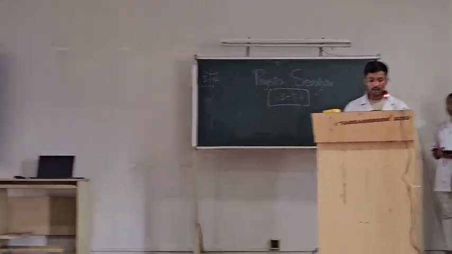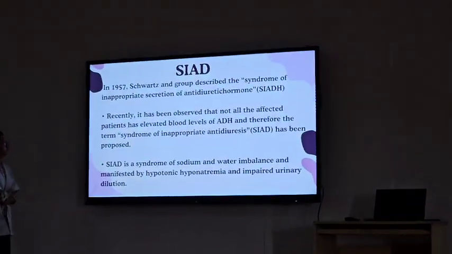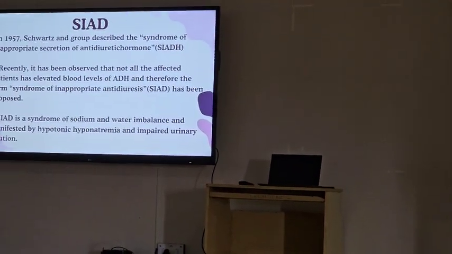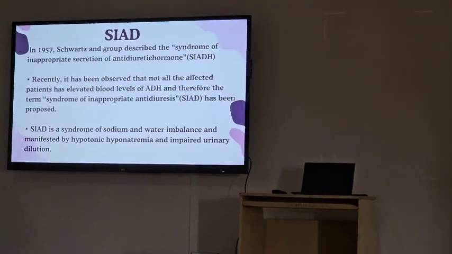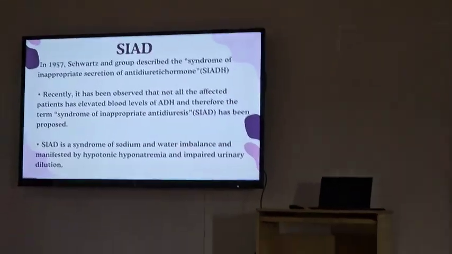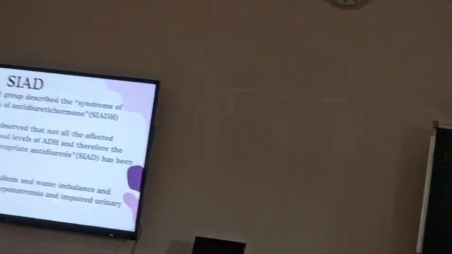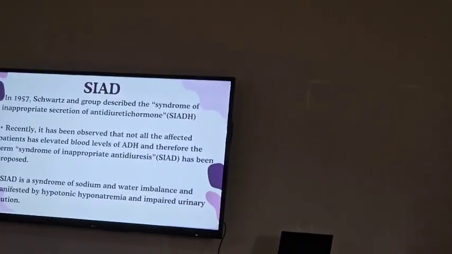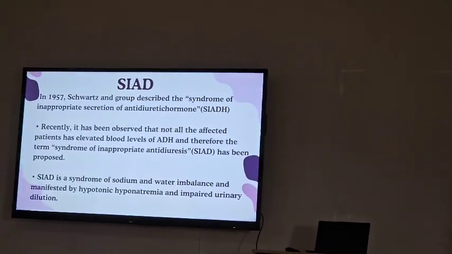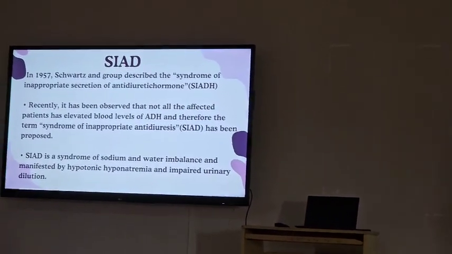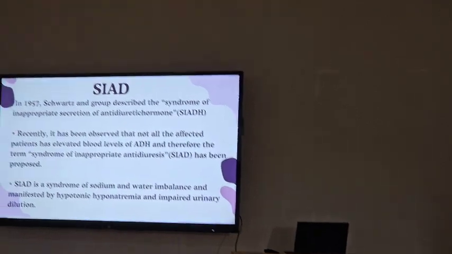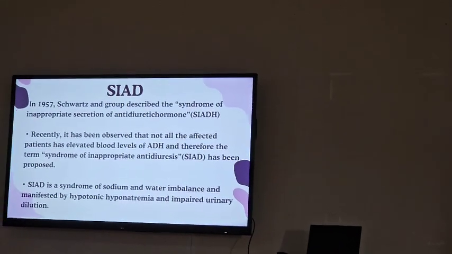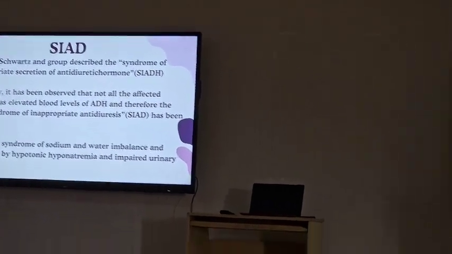I will be explaining SIAD, which is the Syndrome of Inappropriate Antidiuresis. What is SIAD? In 1957, Schwartz and Bartter described the syndrome of inappropriate secretion of antidiuretic hormone. Recently, it has been observed that not all the affected patients had elevated blood levels of ADH, and therefore the term syndrome of inappropriate antidiuresis has been proposed. SIAD is a syndrome of sodium and water imbalance manifested by hypotonic hyponatremia and impaired urinary dilution.